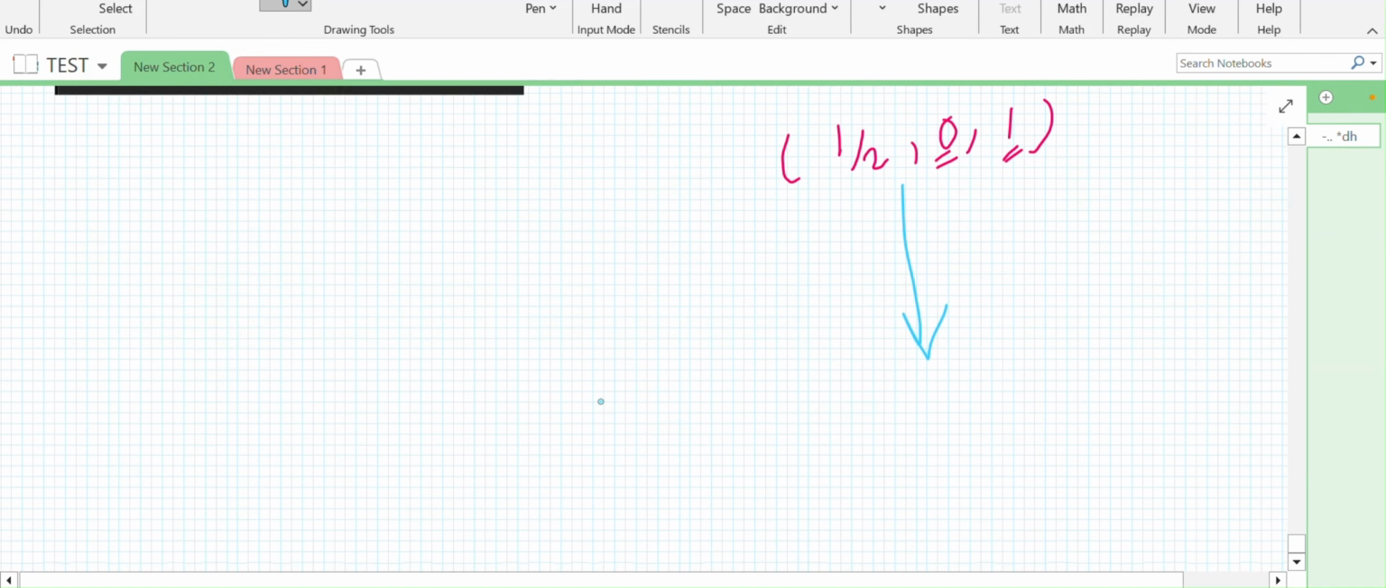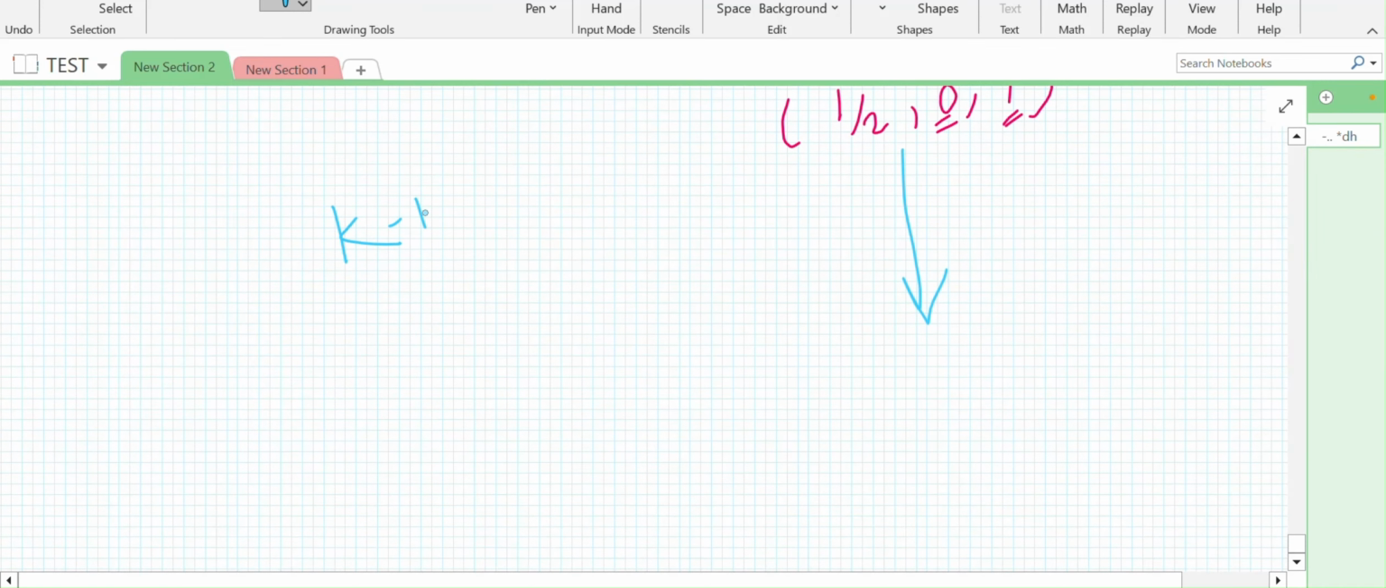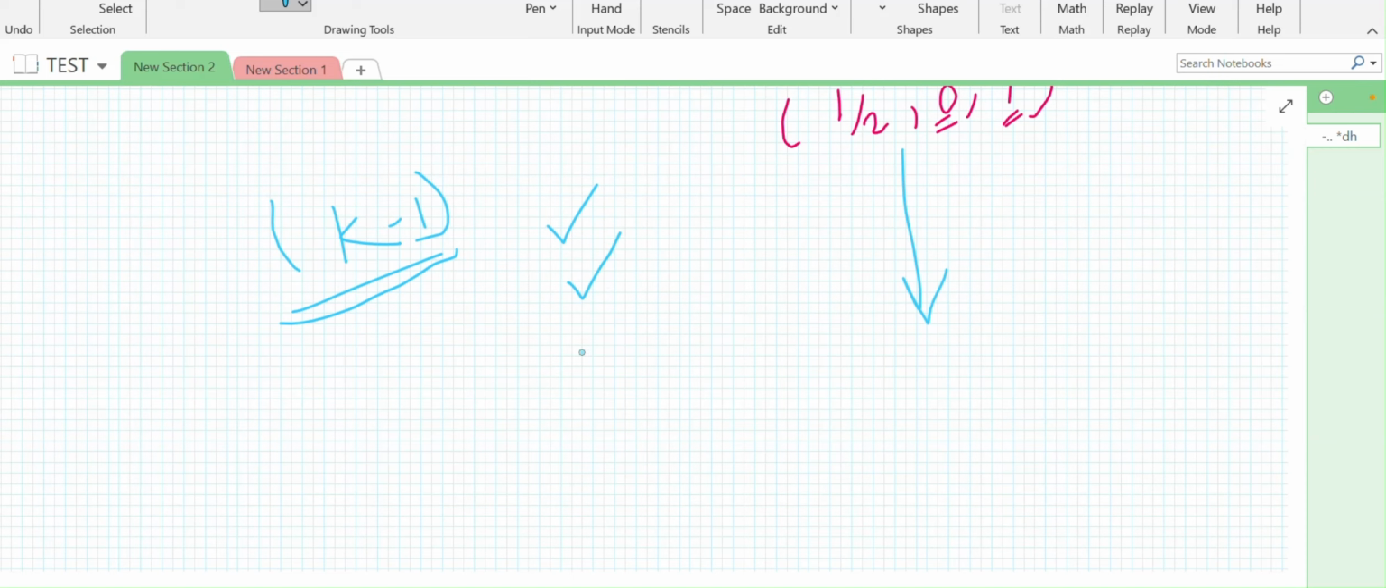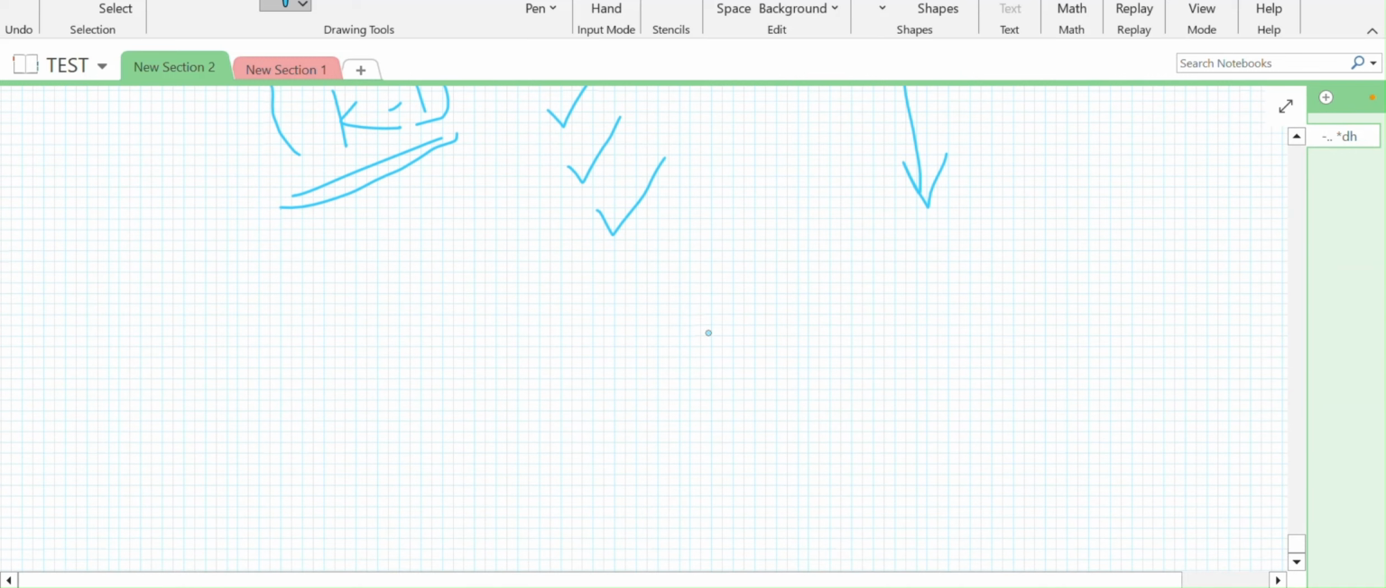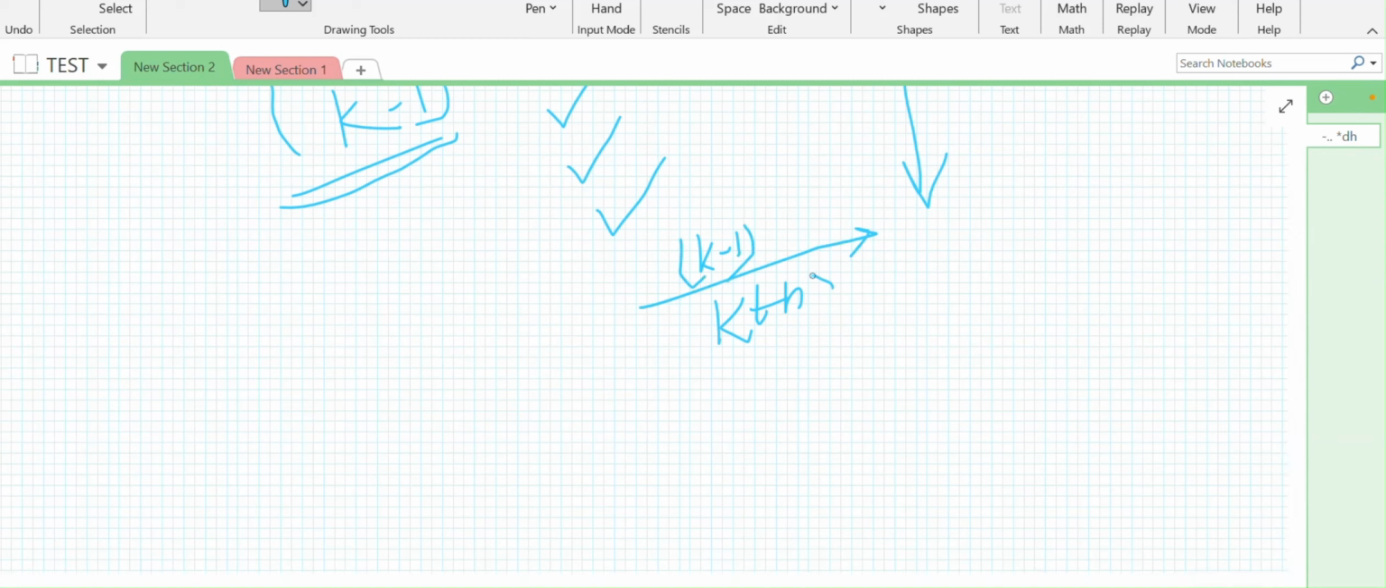Then we remove the first k minus 1 elements because we sort them as a min heap. That means the first will be the first smallest, the second will be the second smallest, the third will be the third smallest, in this way. But what we have to return is the kth smallest value. So if we remove the first k minus 1 smallest values, then we can easily get from the top of the priority queue the kth smallest value.